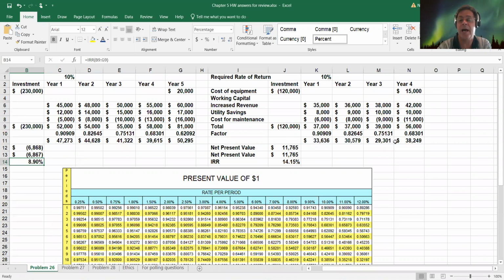You can either multiply and then add them up. Subtract the investment, and you do it with the factors. You get 11,765. If you do it using the NPV formula, you actually get, in this case, exactly the same. And then the IRR, again, was not asked for, but just to check ourselves, it is over the required rate of return, which is what we would expect with a positive net present value.